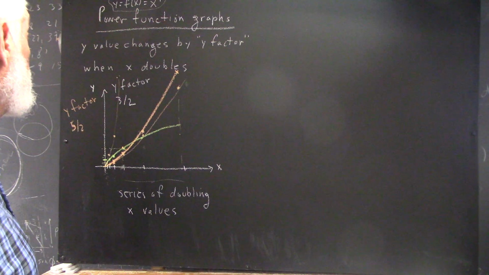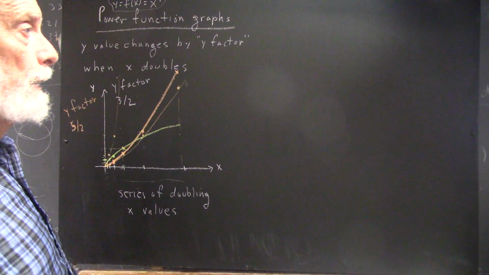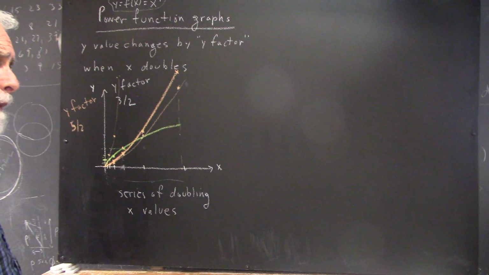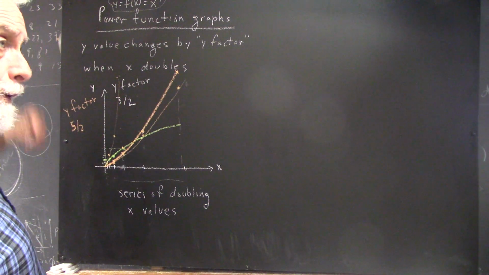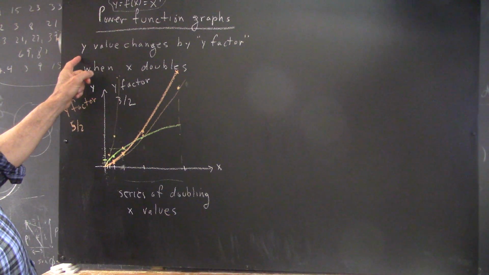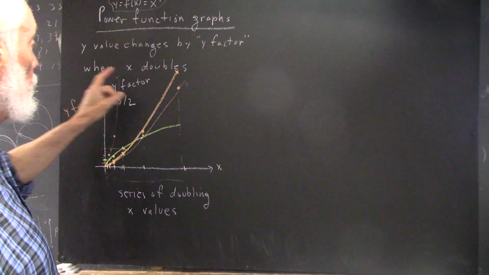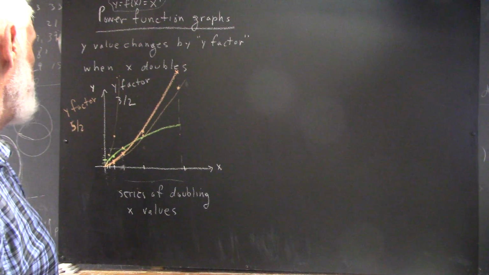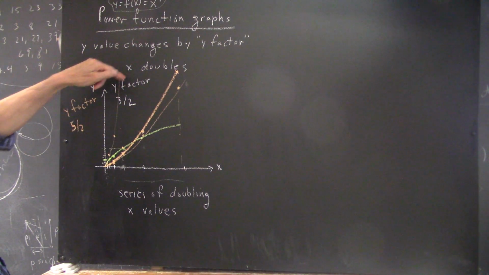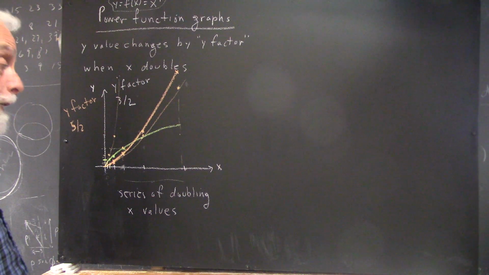The definition we're going to use is that a power function is a function that's represented by a graph that has a specific property. The property being that the y value changes by some y factor whenever x doubles. And we construct graphs for y factor 3 halves and y factor 5 halves.